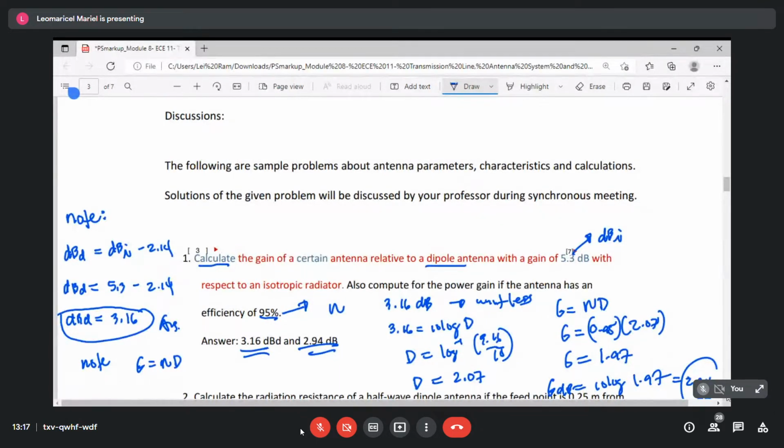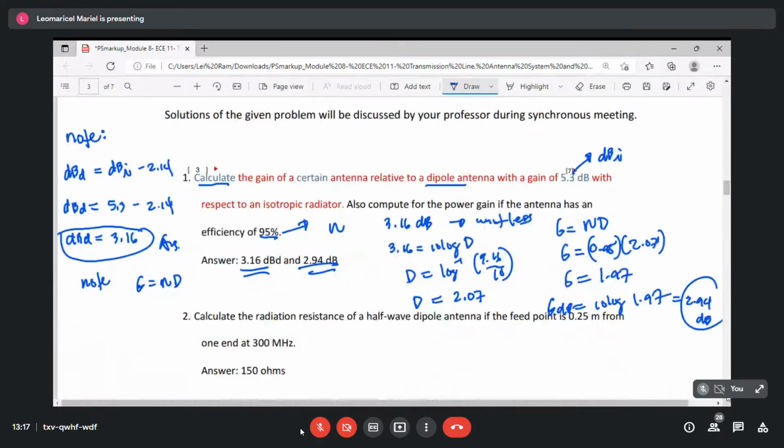Okay, so did you get number 1? Take note of the following formula: the gain with respect to the dipole antenna equals the dBi isotropic gain minus 2.14. 2.14 here is the constant. And the power gain is equal to the directive gain for 100% efficiency. But if the efficiency is not 100%, the gain equals efficiency times the directive gain. So the answer for this is 2.94 dBi and 0.8 dBd.